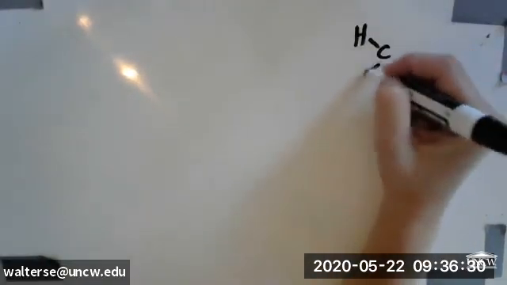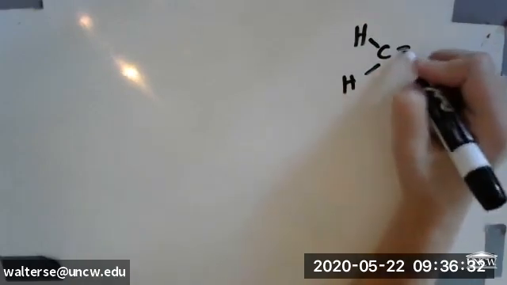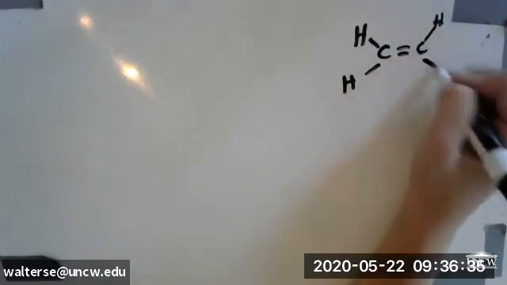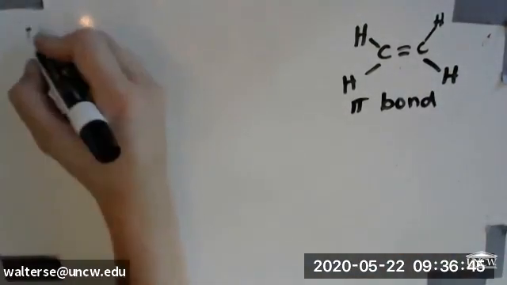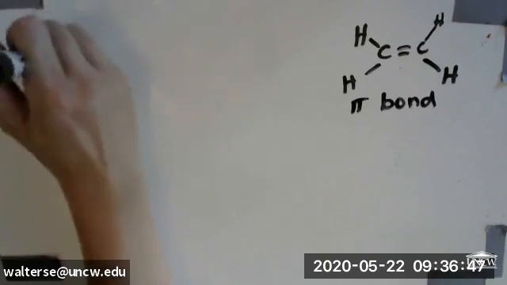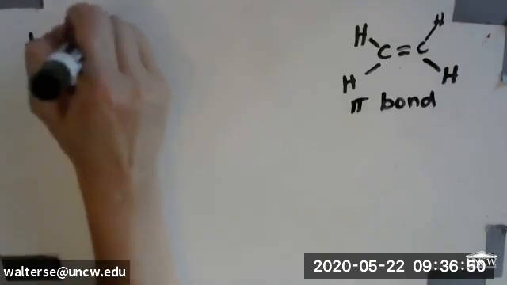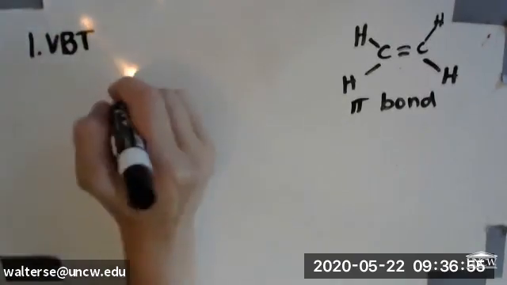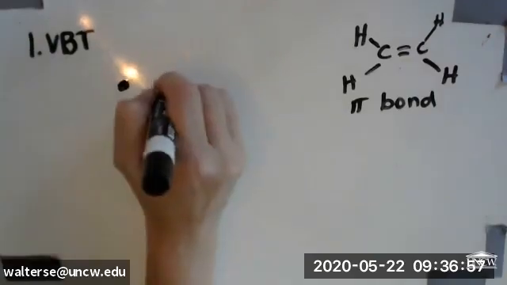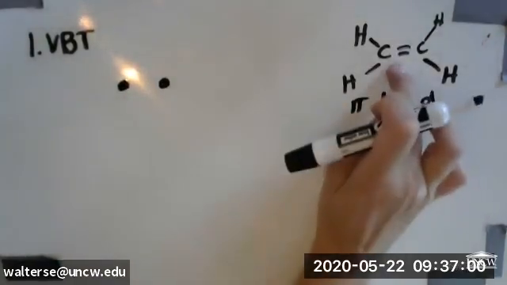Okay, and so what this is doing is it's looking at this compound, which is acetylene. No, sorry, I lied, ethylene. All we're looking at is the pi bond, nothing else. The pi bond only. Your first theory was valence bond theory. Here's a carbon atom and here's a carbon atom, and all we're doing is making the pi bond.